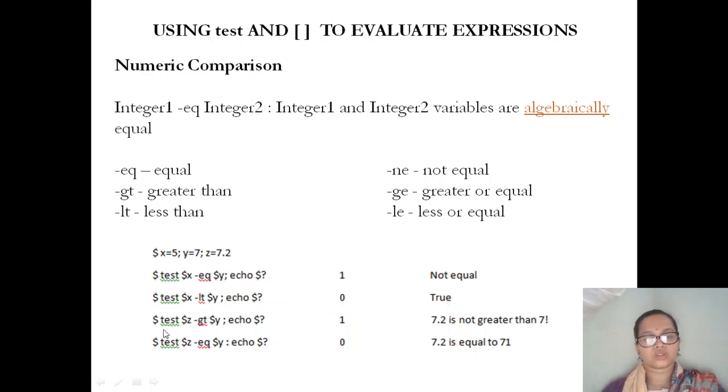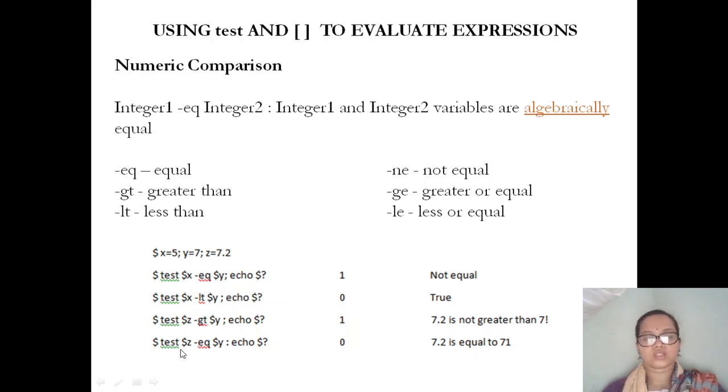Next, coming on to the third example, you can see z is greater than y. Z value is 7.2, is greater than y, that is 7. So it says that it is true. Once again, see here, it is saying that 7.2 is not greater than 7. Why? Because it has taken only the integral part. So that's why it will recognize as 7 is equal to 7. It is not greater than 7.